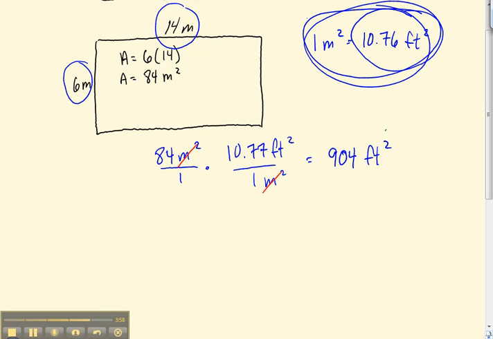And so if you keep all the numbers in your calculator, it doesn't really matter anyways. But it's a little bit easier to just figure out the area in square meters. And then if you know this should be 10.76, sorry, if you know the conversion from square meters to square feet, then you can just use that. And it's one conversion versus two, and you probably get a more accurate answer.